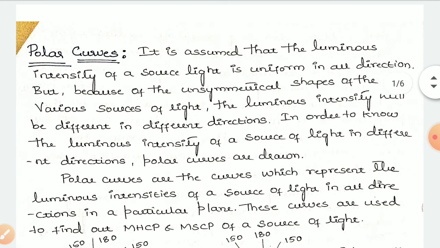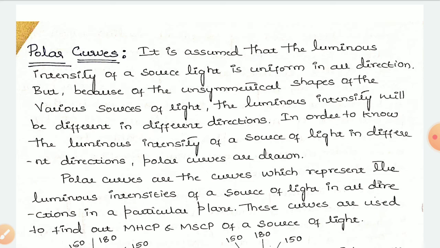This is very important. So what is a polar curve? A polar curve is nothing but a graphical representation of the luminous intensity of a source of light in uniform directions, in a uniform plane. Initially we have always assumed that the luminous intensity of a source of light is uniform in all directions. But because of the unsymmetrical shapes of various sources of light, the luminous intensity will not be the same; it is different in different directions.